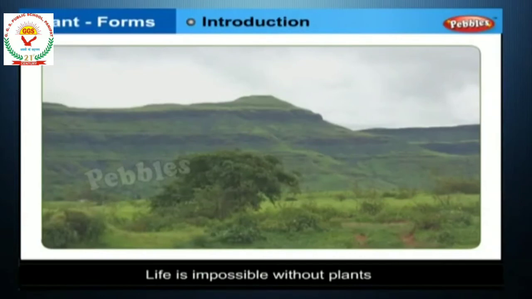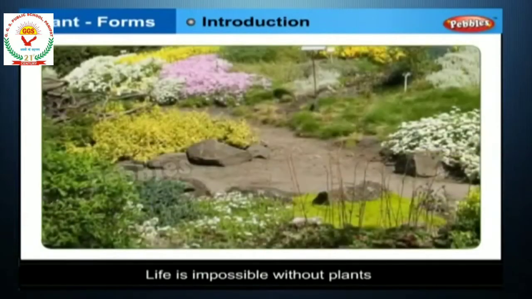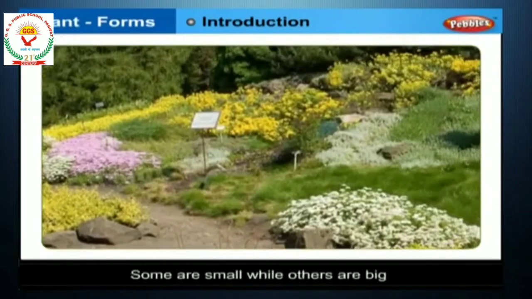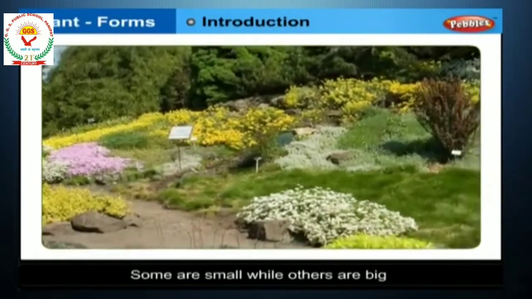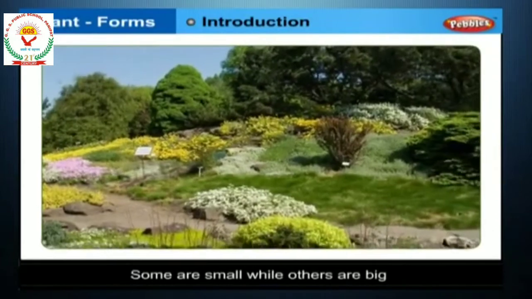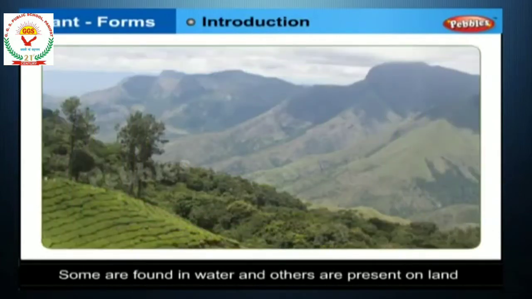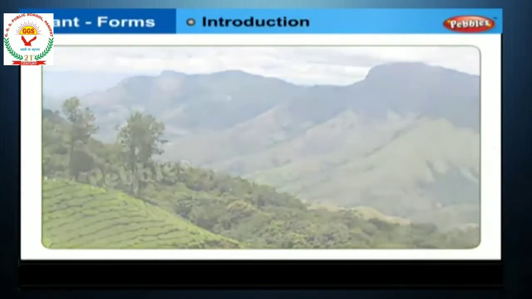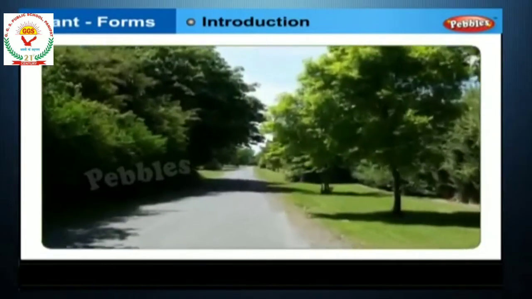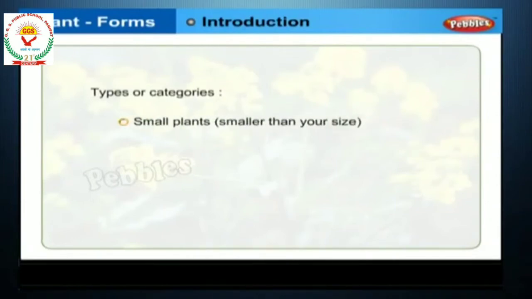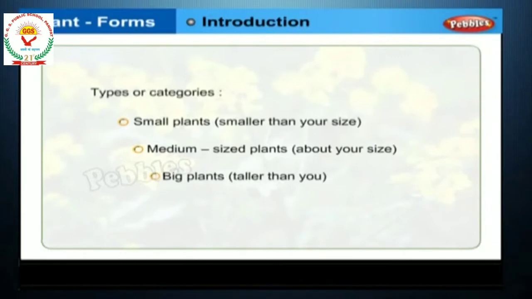Life is impossible without plants. You find plants everywhere around you. Some are small, while others are big. Some are found in water, and others are present on land, in your house, school, farmhouses, and on roadsides. Types of categories. 1. Small plants, smaller than your size. 2. Medium-sized plants, about your size. 3. Big plants, taller than you.